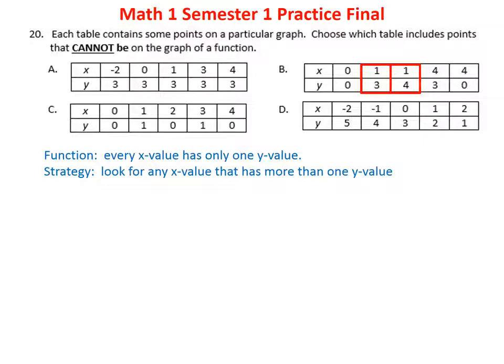If I look at B, 1 and 3, 1 and 4, and we are looking for the one that cannot be. Notice A, negative 2, 0, 1, 3, 4, there's only one value of x. Likewise in C, 0, 1, 2, 3, 4, no duplication. D, negative 2, negative 1, 0, 1, 2. This is the only one that has 1 times 1 is 3 and 1 times 1 is 4. That means that's the answer that could not be a function. And so our answer is B.